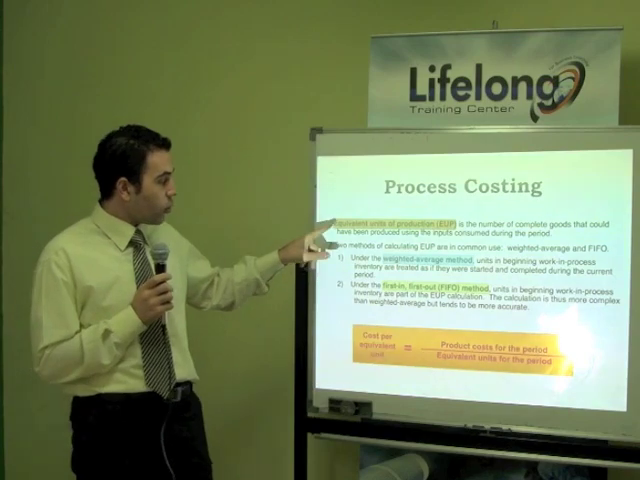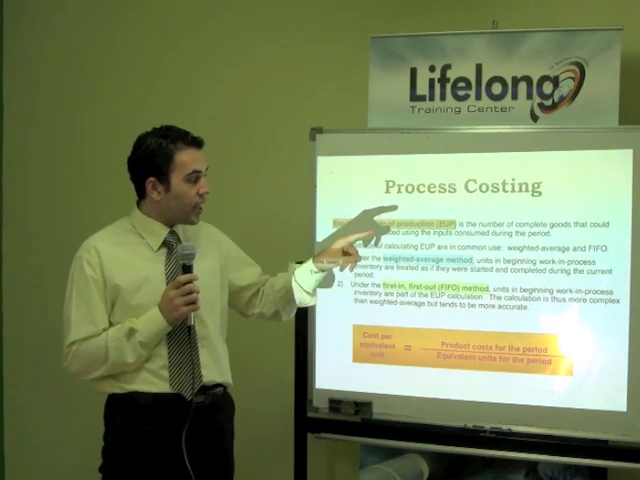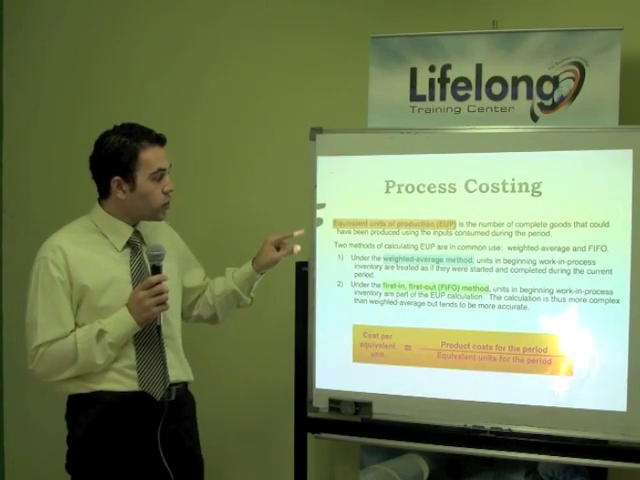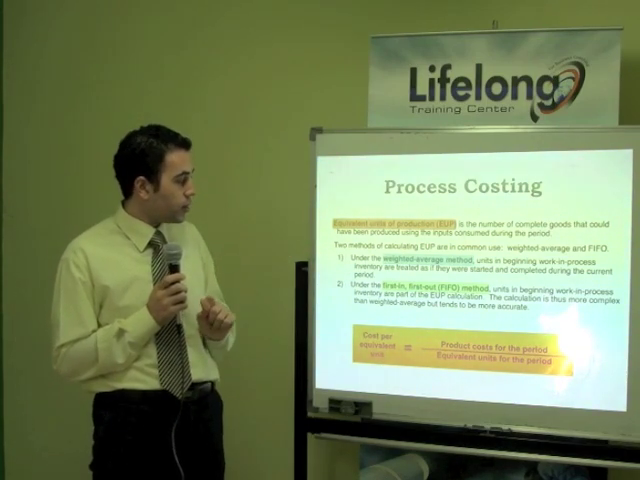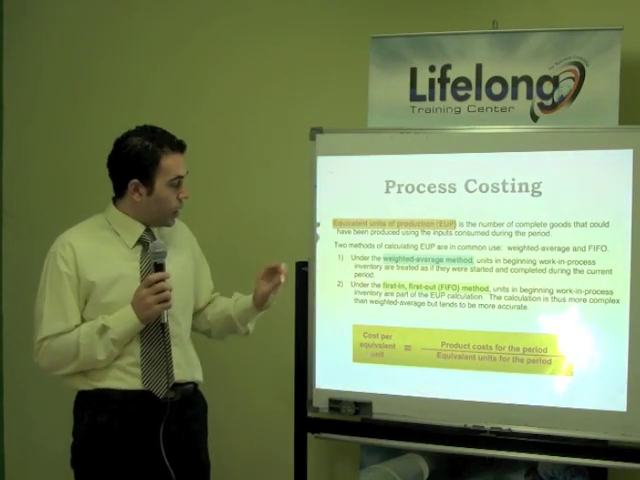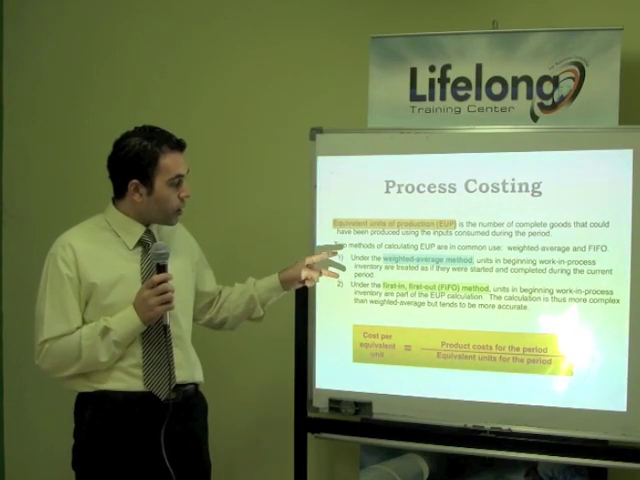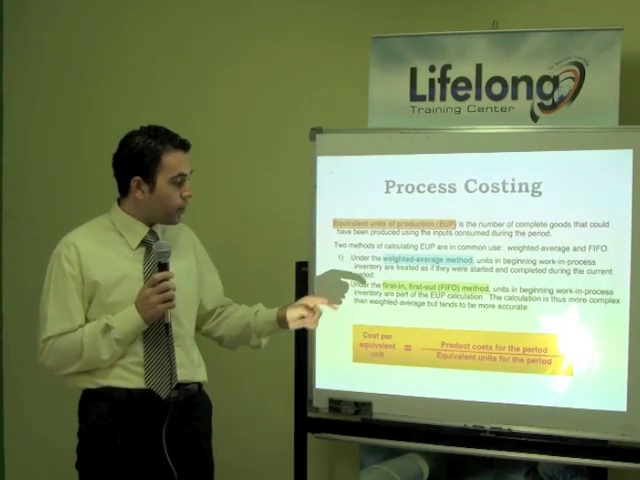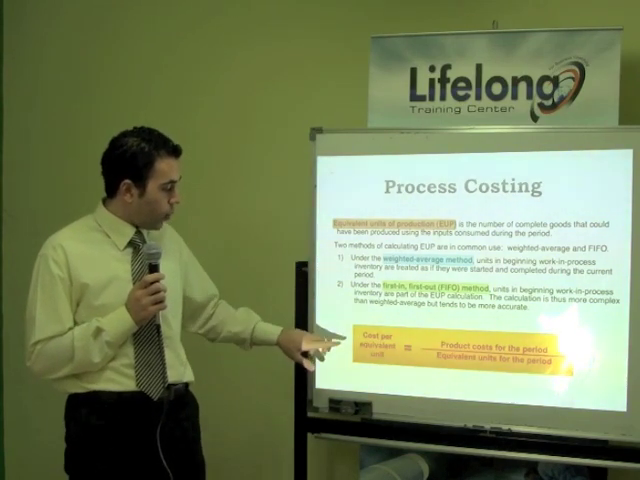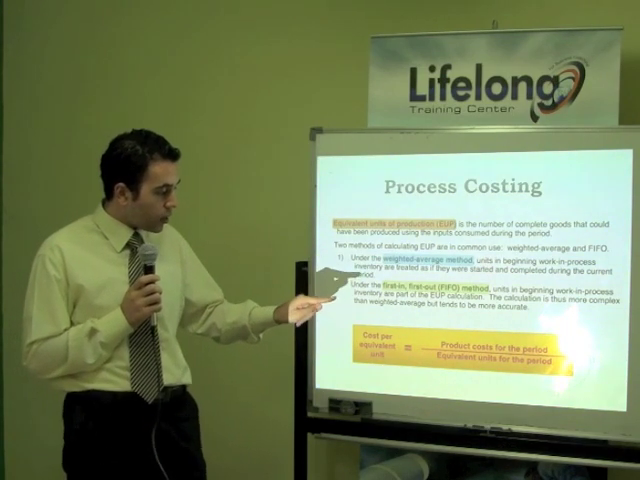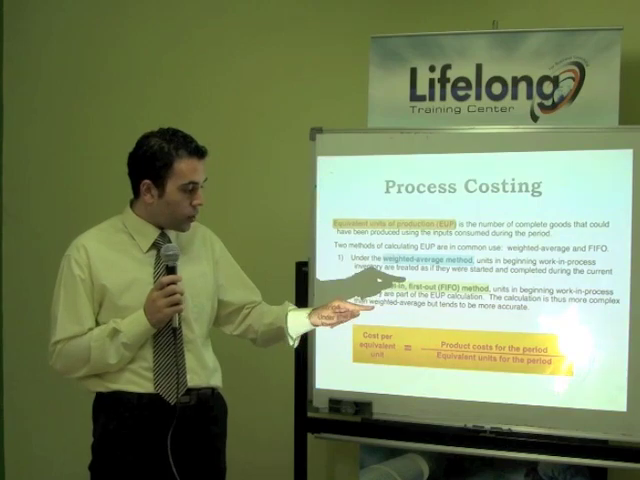Now we have something called equivalent units of production, which is the number of completed goods that could have been produced using inputs consumed during the period. So this is equivalent unit of production. We have two ways to calculate equivalent units of production: the weighted average method and the first in, first out method. Now this is the equation that we use.